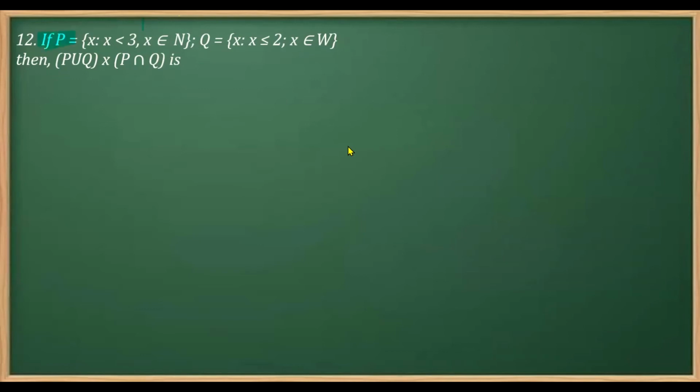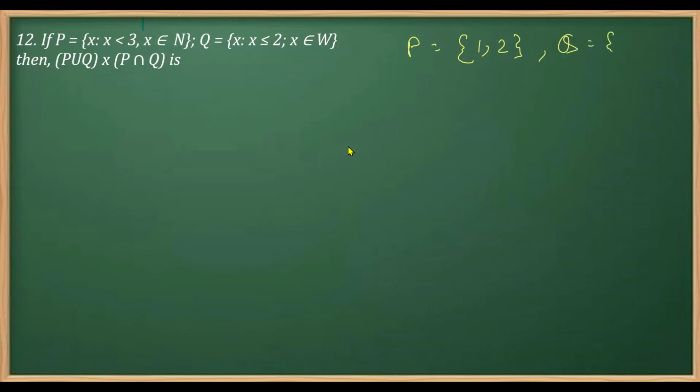In the 12th question, it says P is a set of X such that X is less than 3, where X belongs to natural numbers, and Q is the set of X such that X is less than or equal to 2, where X belongs to whole numbers. Then what we have to get is P union Q cross P intersection Q. So let's figure out what set P comprises. It should be natural numbers but less than 3. So what are the natural numbers less than 3? It is 1 and 2 only, because natural numbers start from 1.